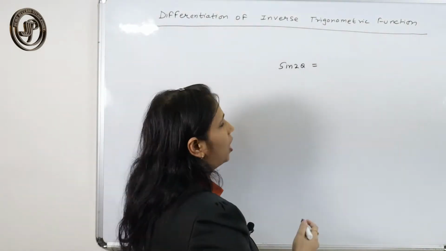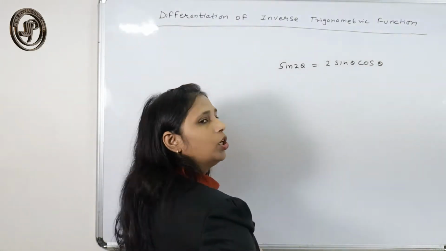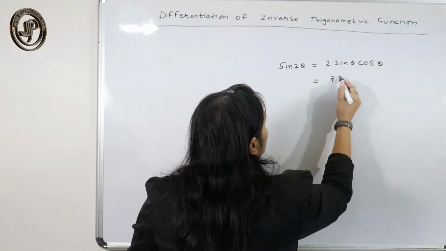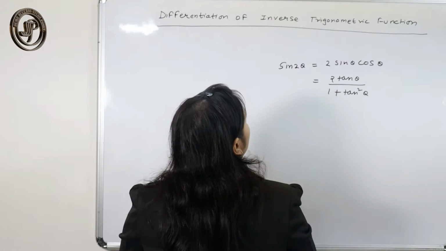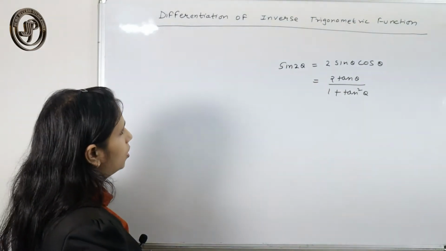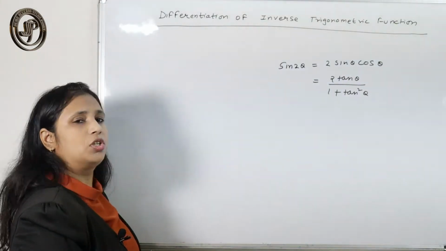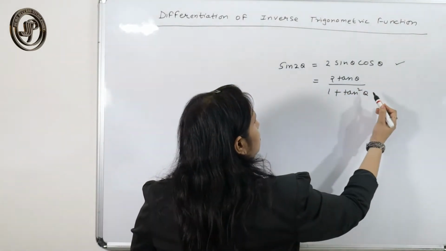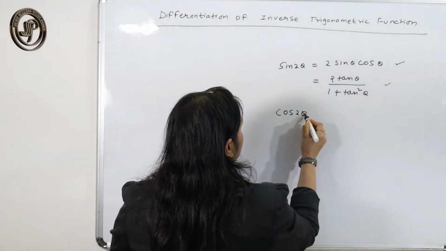What is the formula for sine 2 theta? You have done it: sine 2 theta is 2 sine theta cos theta. One more formula that we are going to use here is 2 tan theta upon 1 plus tan square theta. That is also a formula for sine 2 theta. Both formulas are equally important. In some cases we use this formula and somewhere we need to use the other. Next, similarly, cos 2 theta.